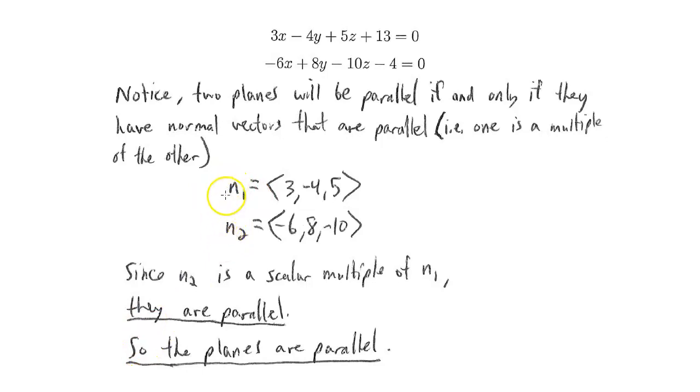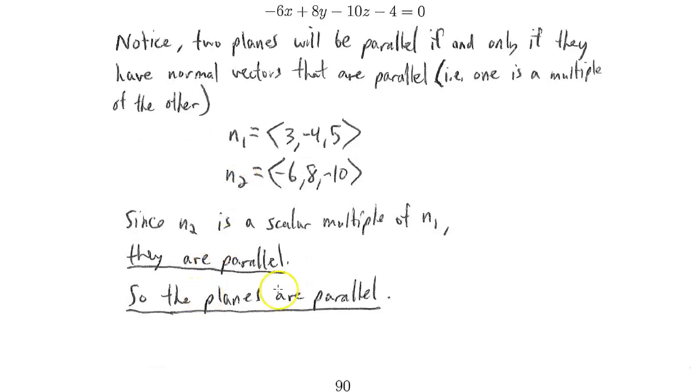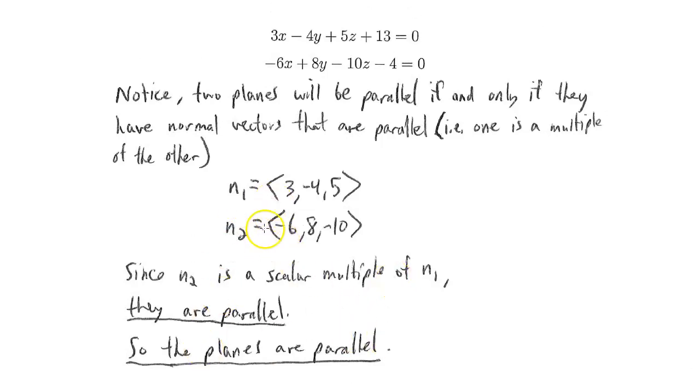So n2 and n1 are parallel. In fact, they're facing the exact opposite direction of each other. But that means these vectors are parallel, so the planes themselves that have these as normal vectors are also parallel.